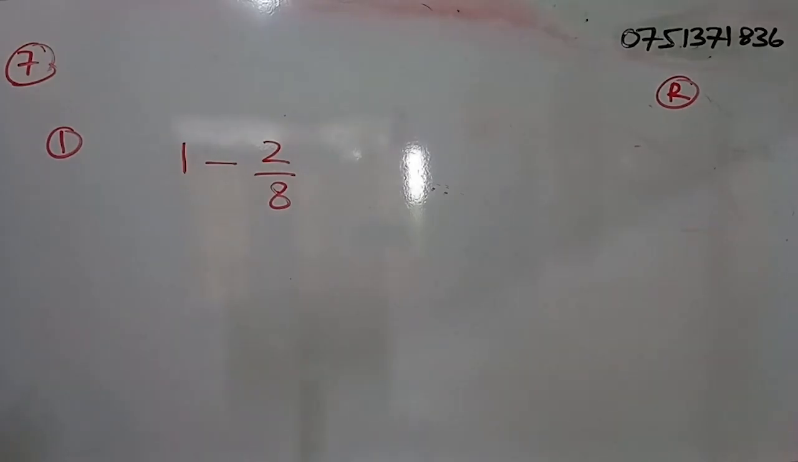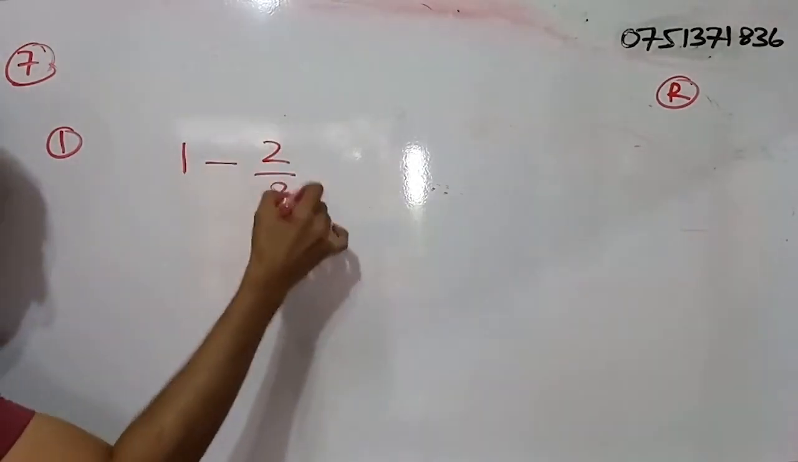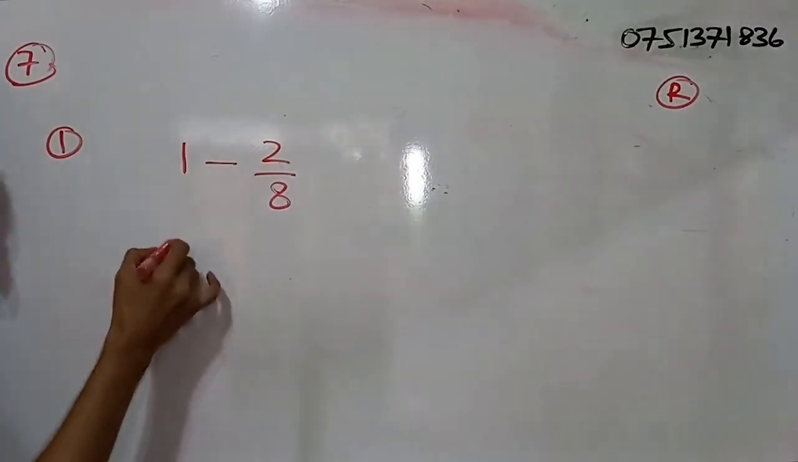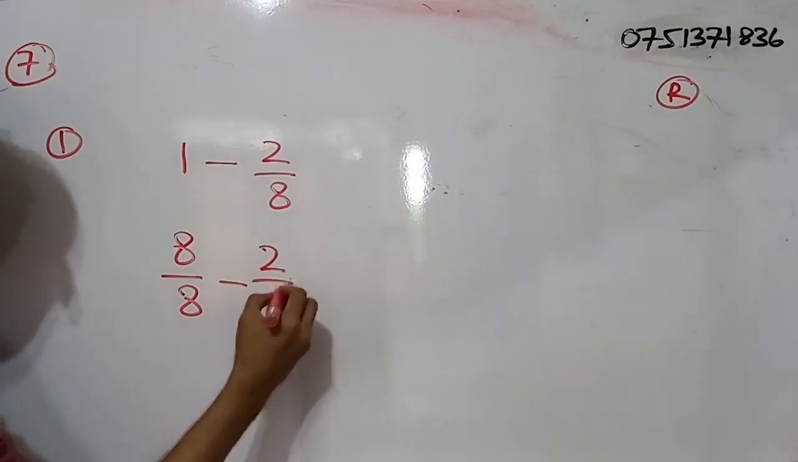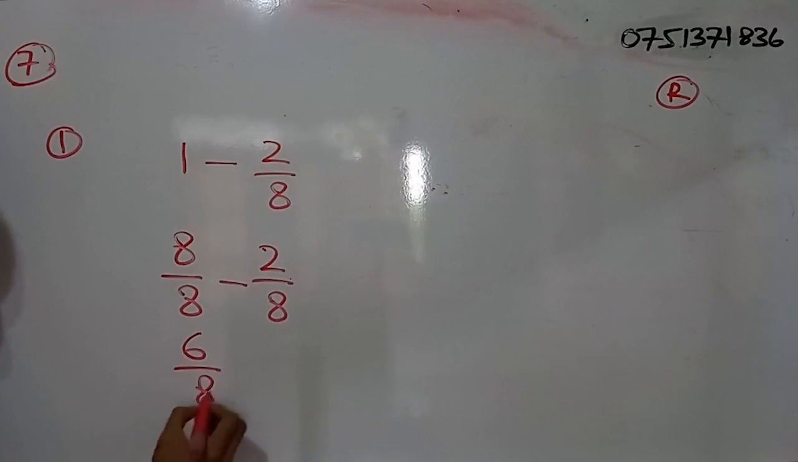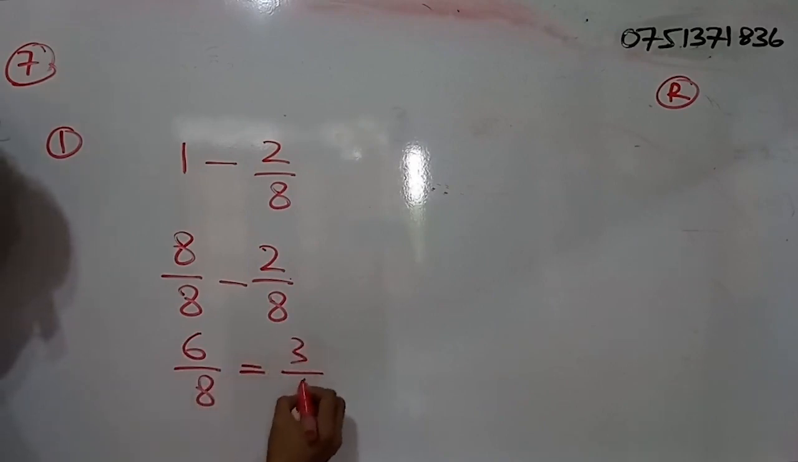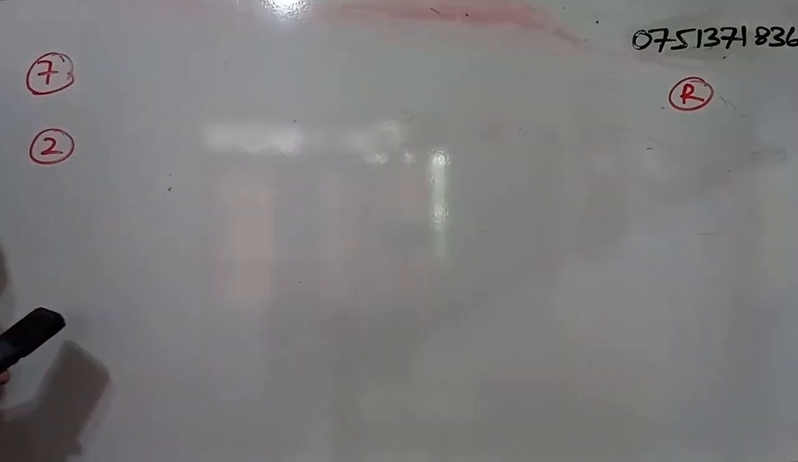Right? So here 1, since this fraction the denominator is 8, we can convert this 1 into 8 by 8. 8 by 8 minus 2 by 8. So here what do we get? 6 by 8. So we can further simplify this as well by dividing the numerator and the denominator by 2. 3 by 4.